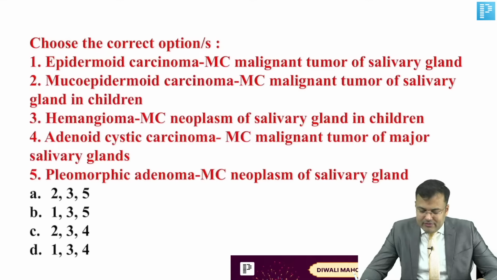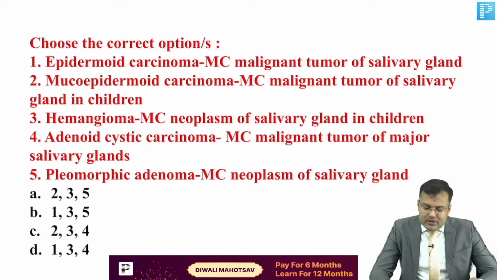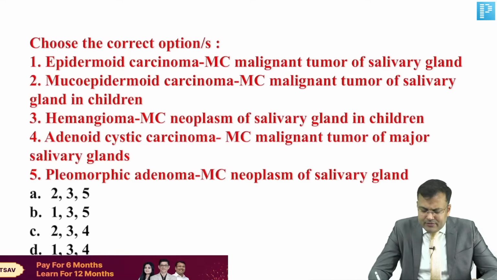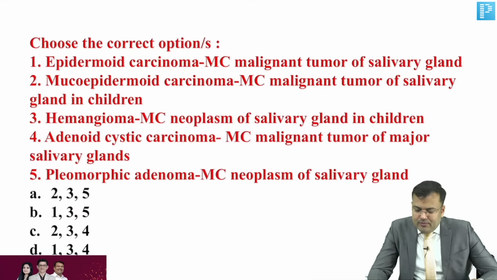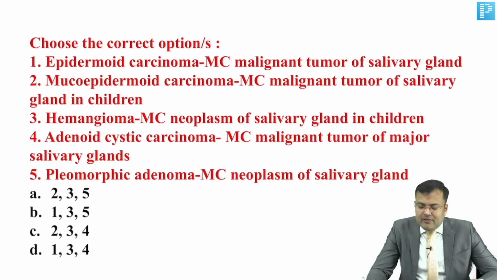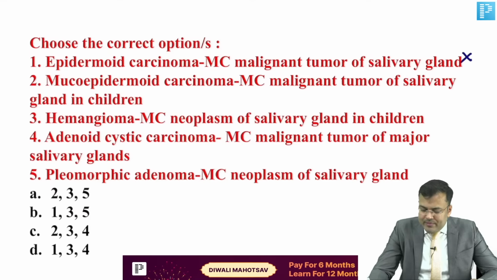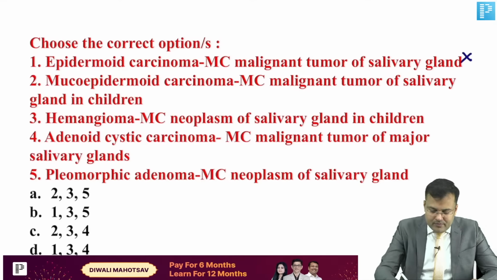Now, see this next question, guys. Choose the correct option. One by one we are going to discuss. Can you see the first one? Epidermoid carcinoma is the most common malignant tumor of salivary gland. Guys, it is not epidermoid, it is mucoepidermoid. This is muco.